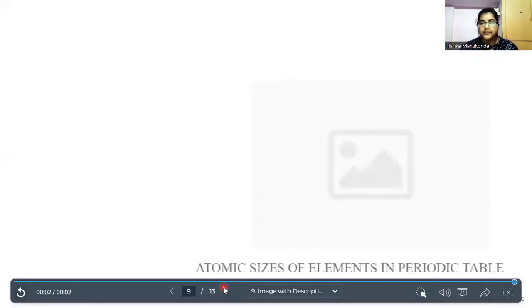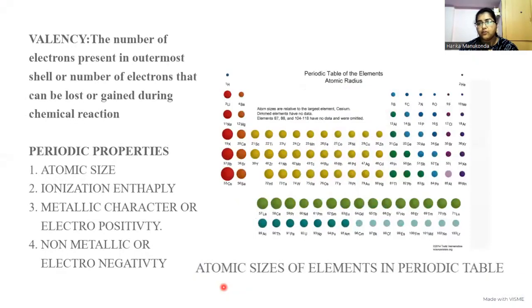Now let's go to the next topic called valency. According to the periodic table given by Moseley, there were properties formed depending upon the periodic table.